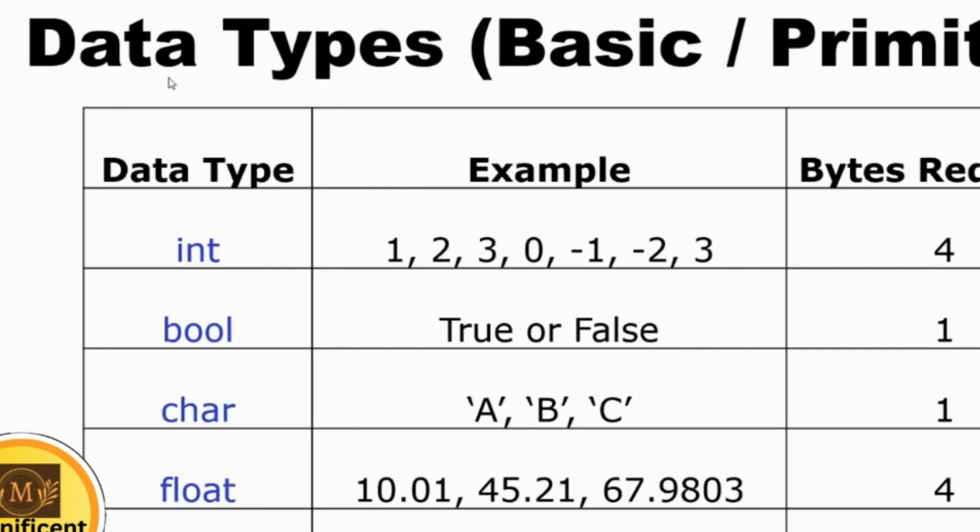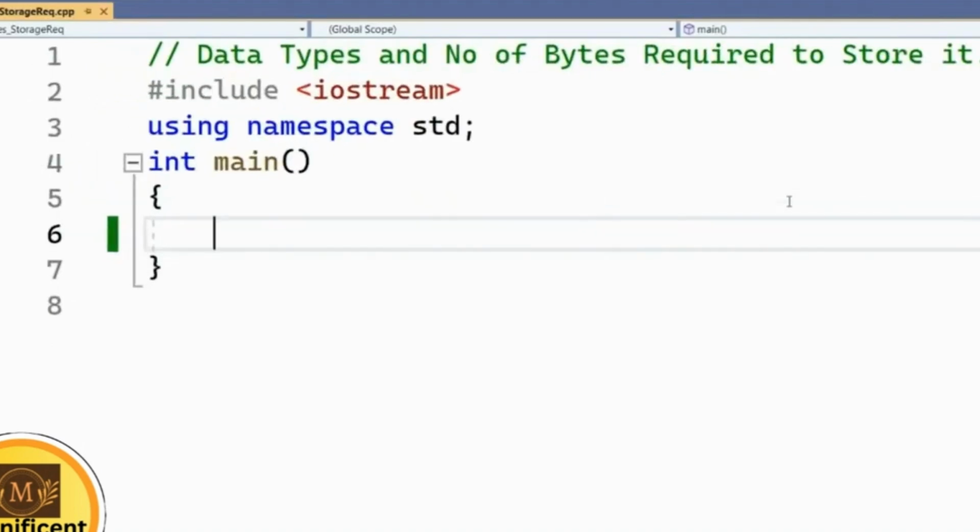See basic data types in the C++ programming. Now we'll see this example in the C++ program, how it is going to take, how can we say, that's like 4 bytes, 1 byte. So we have some inbuilt functionality to check it. Okay, so this is a sample console application.